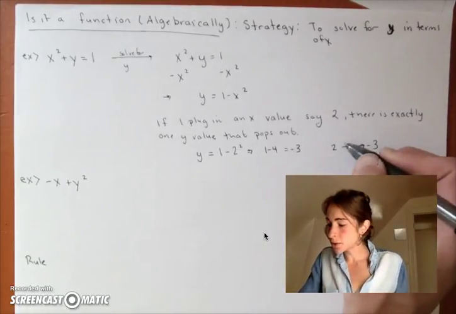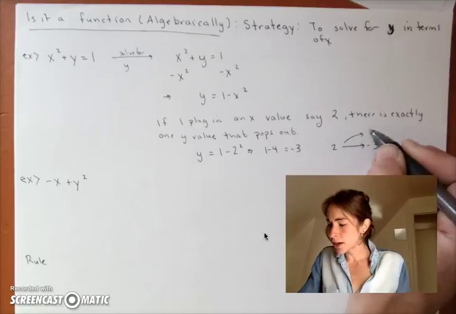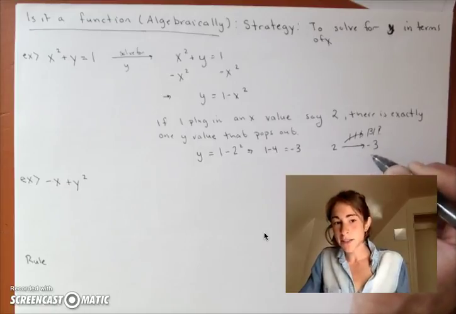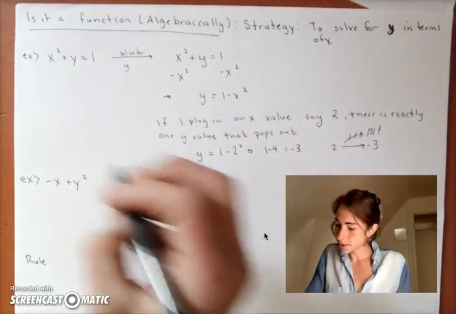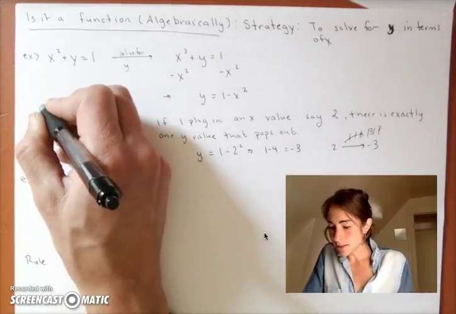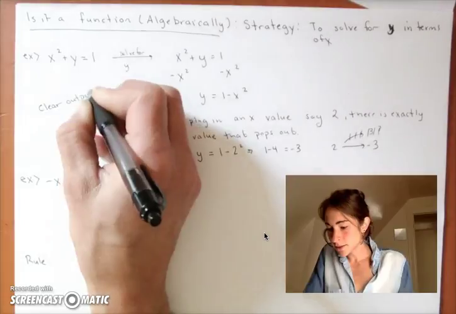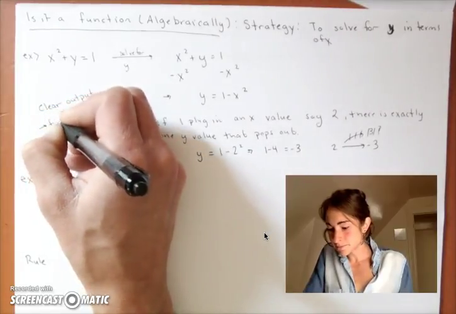If I plugged in 2 and I wasn't sure whether I got out 3 or negative 3, say, then it would not be a function. But since I get a clear output, it is a function. So clear output means function.